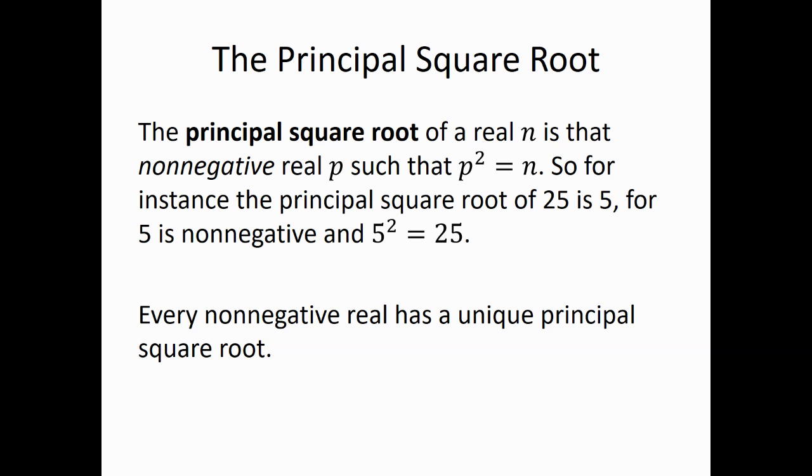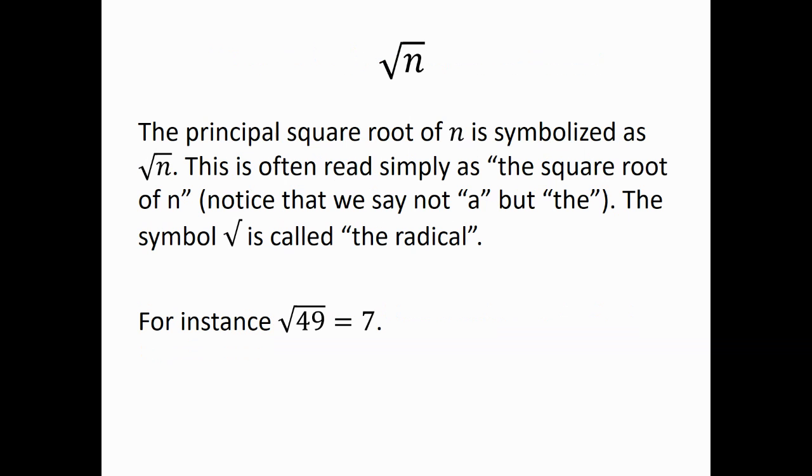Now, let's talk about the so-called principal square root. I don't know if this language has ever been used with you, but it is standard language here. The principal square root of a real n is that non-negative real p such that p squared is equal to n. So for instance, though 25 does have two square roots, notably 5 and negative 5, 25 only has one principal square root. And that principal square root is 5, because 5 is non-negative and 5 squared is equal to 25. And in general, every non-negative real has a unique principal square root.